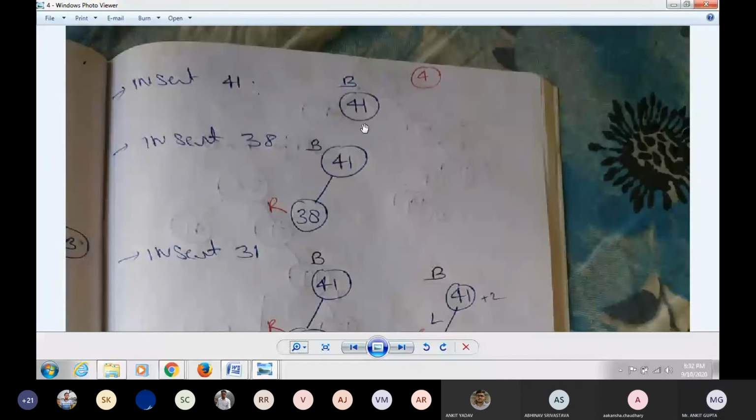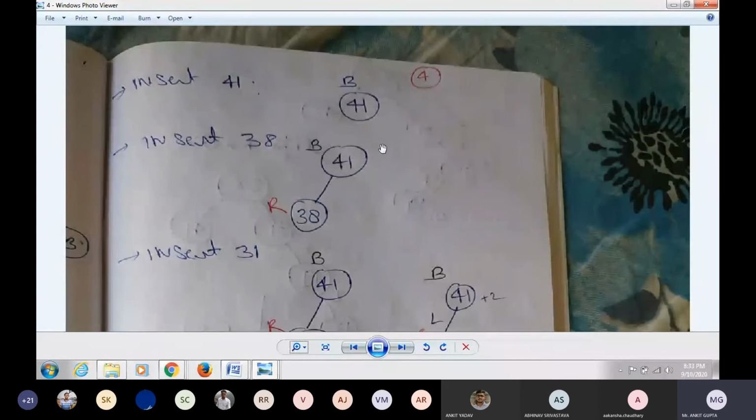Okay. Then insert 38. According to the BST, binary search tree, 38 will come in the left side of 41. Okay. So I told you whenever you insert a node except the root node, except the first node, the color of the node should be red. So 38 will come here, 41 will come here. Now you can see whether it is balanced or not. It is balanced because 38 has left side 0, right side 0.